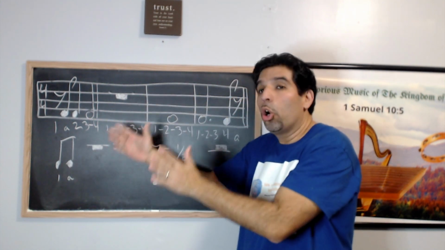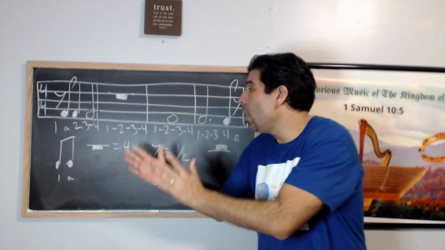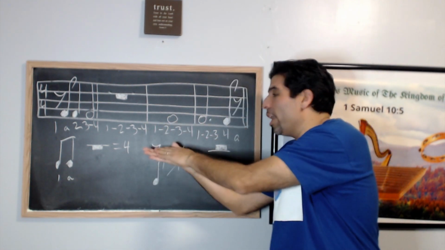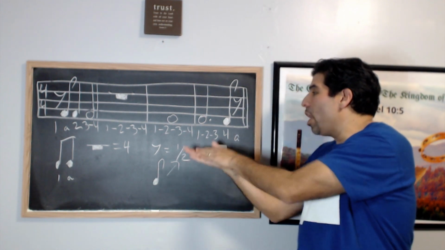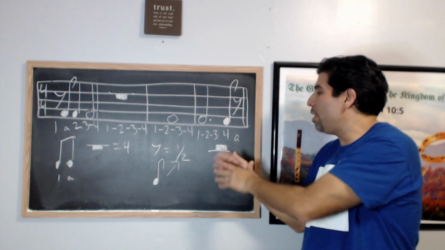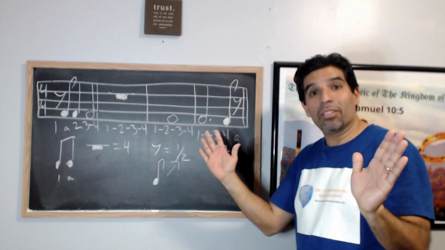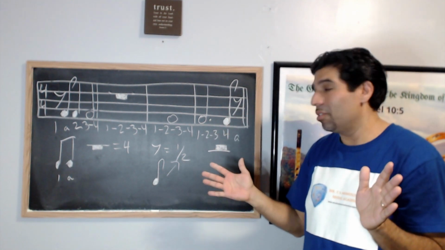rest, 1, hold 2, hold 3, hold 4, whole note, 1, hold 2, hold 3, hold 4, dotted half, 1, hold 2, hold 3, 8th note, 4 and. Again, it's 4 and. All right.